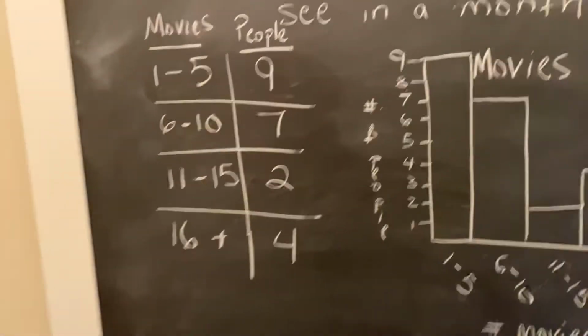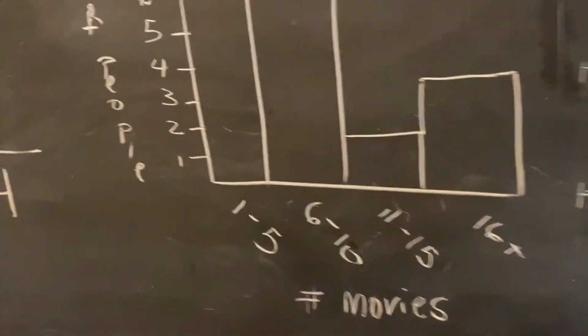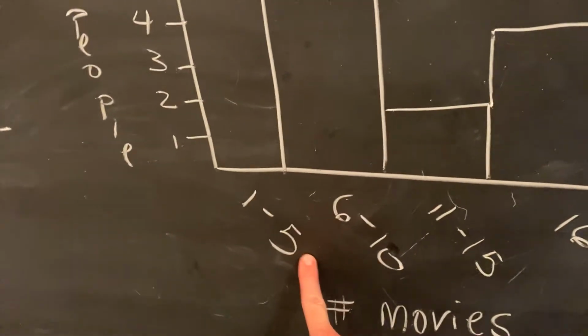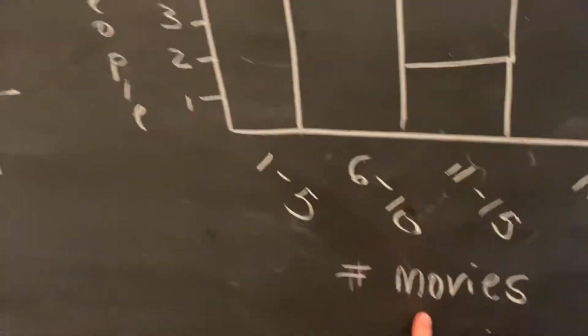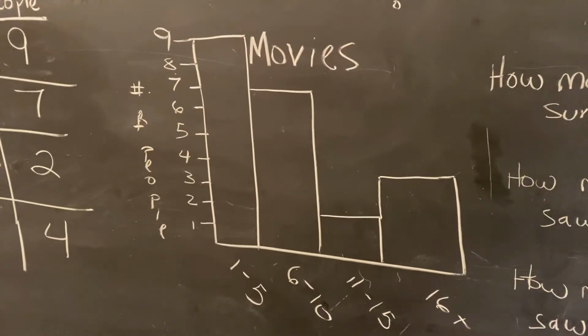And if I put this in a bar graph, but at the x-axis, instead of single numbers, I have a range here. Number of movies, number of people, okay? And usually in a histogram, the bars are touching.